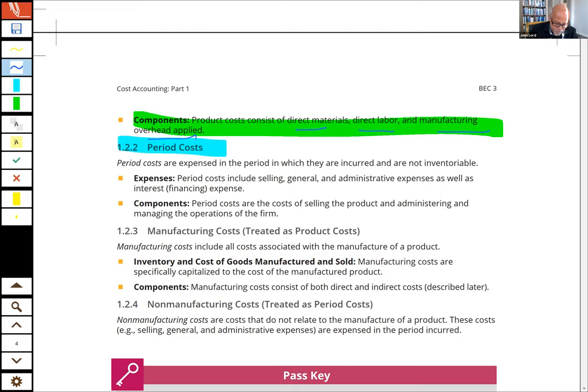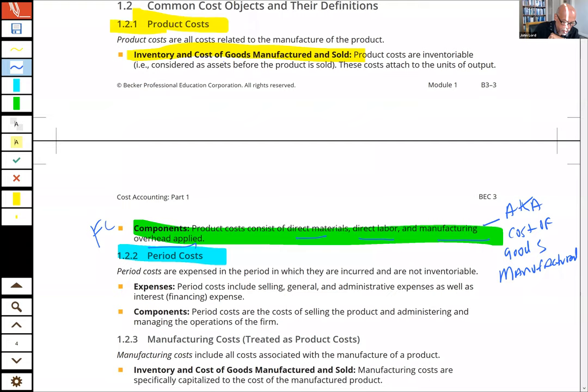And these three items are also, AKA, also known as cost of goods manufactured. Okay, so why don't you go ahead and flashcard that and make sure we're clear that what our cost of goods manufactured, okay, right here, are also these components combined. The cost of goods manufactured include our direct materials, direct labor, and our manufacturing overhead.